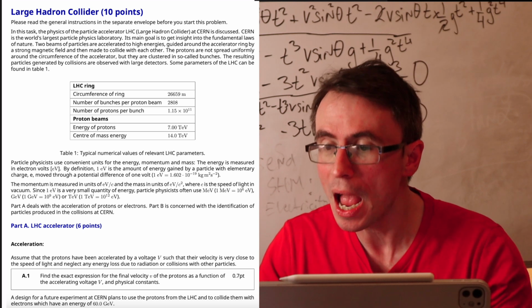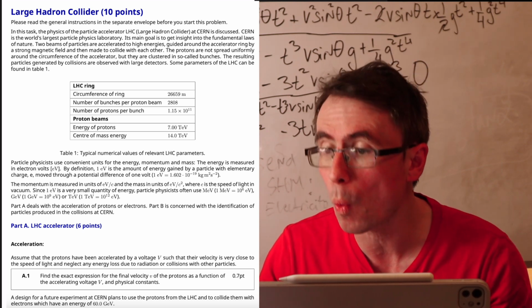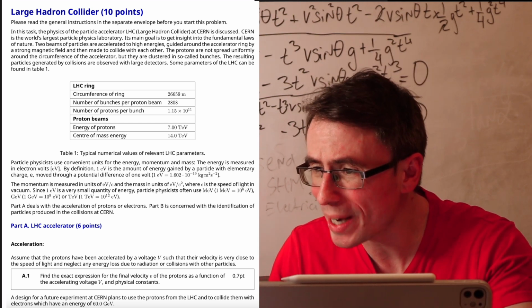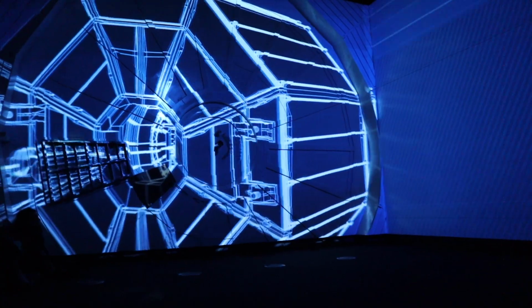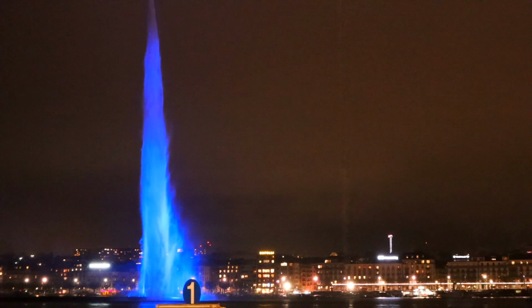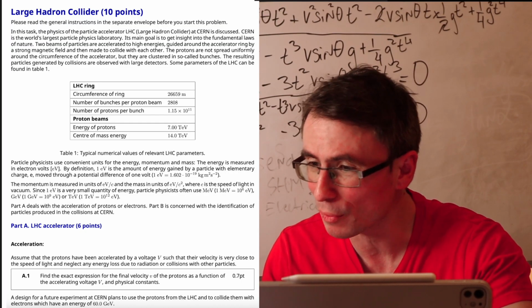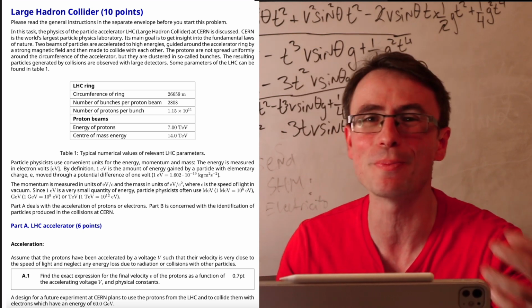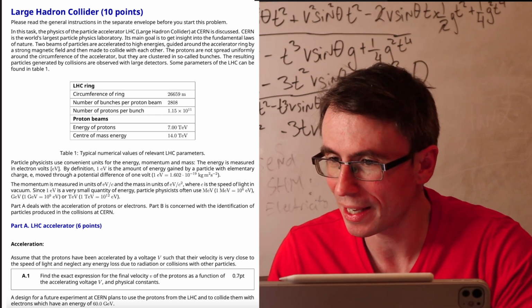Hadron Collider. As always with Olympiad problems, we start off with quite a lot of information. And we're given the circumference of the ring, 26,659 meters. It is a huge ring underneath the city of Geneva. Number of bunches per proton being 2808. Number of protons per bunch, 1.15 times 10 to the 11. These are humongous numbers. So let's have a look at the first question on the accelerator.